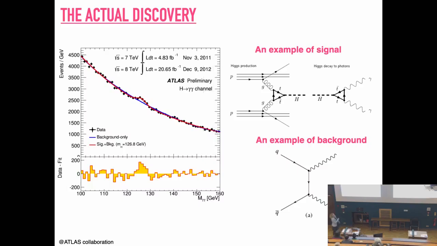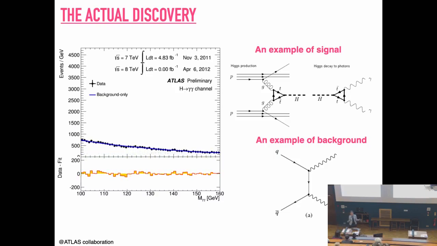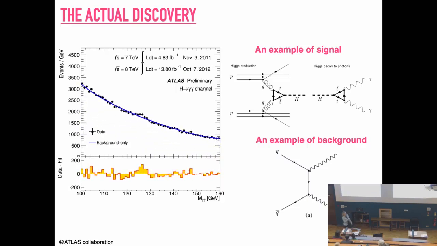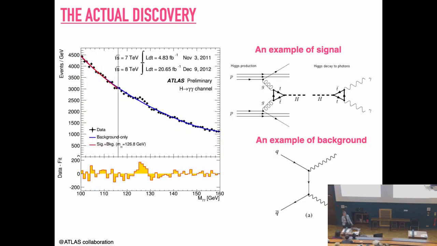They saw this bump, okay? So this is the thing that experimentalists were celebrating. What is the bump? The blue line you see here is an example of background, because two rays of light can be created without a Higgs. Anything else can create two rays of light. For example, quark-antiquark annihilation can die into two rays of light, okay?